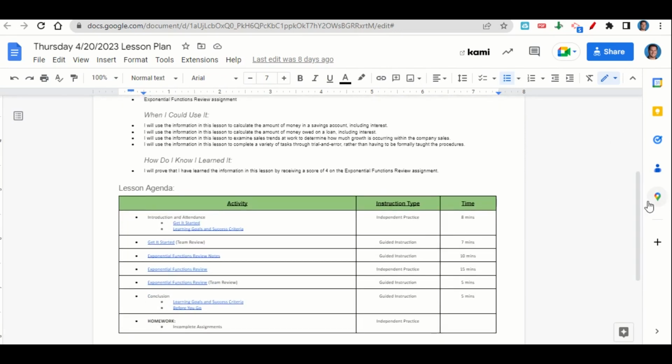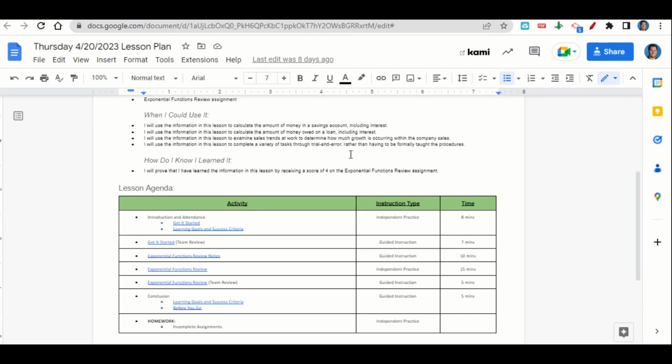Now let's take a look at our agenda for today. We will begin by going over the learning goals and success criteria. While we do that, you'll fill out your Get It Started. Once you've completed your Get It Started, we'll go over it together and answer any questions that you may have. After that, we'll go over the exponential functions review notes, and I'll give you time to complete the exponential functions review assignment. Once you've completed the assignment, we'll go over it together and answer any questions that you may have.